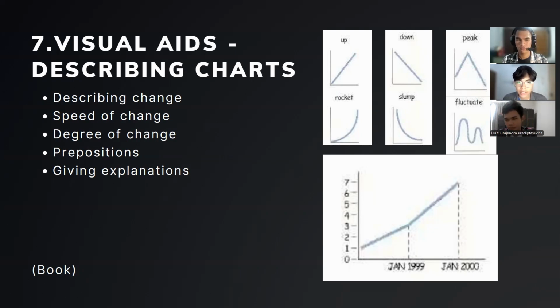Next is giving explanation. When we want to give an explanation about the result, we can say it like this: there is this result. This will result in blah blah blah blah. This happened because blah blah blah blah. Next.